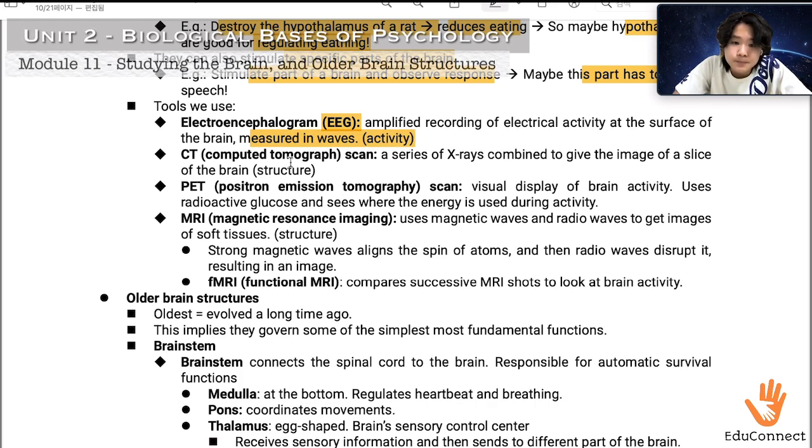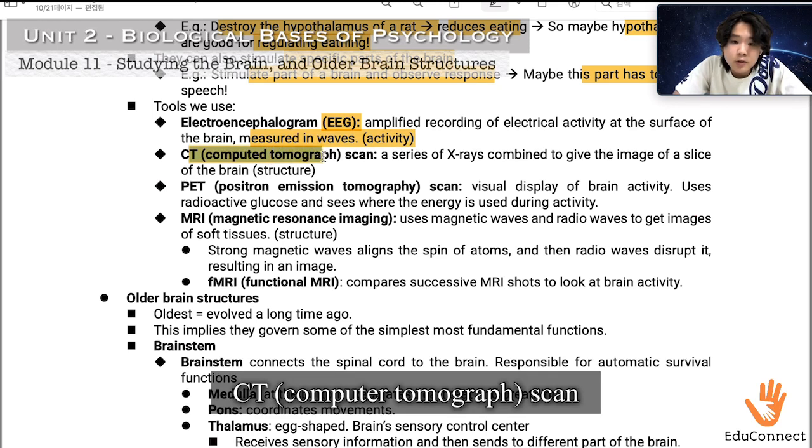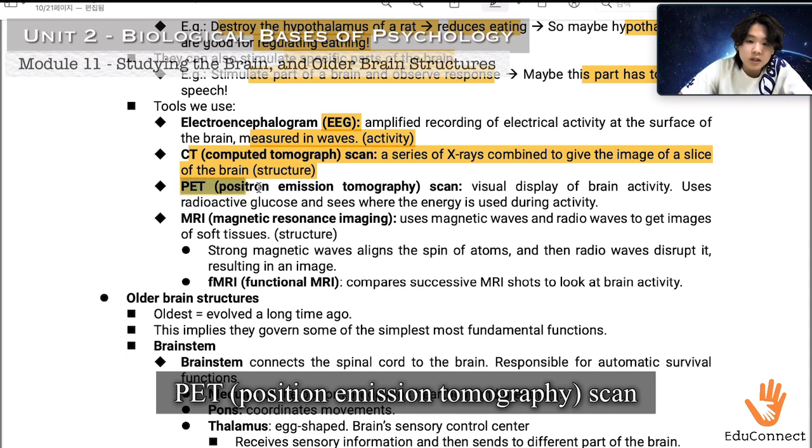And CT, the computed tomography scan, is a series of X-rays combined to give an image of a slice of the brain structure. PET, the positron emission tomography scan, is a visual display of brain activity. It uses radioactive glucose and sees where the energy is used during activity.